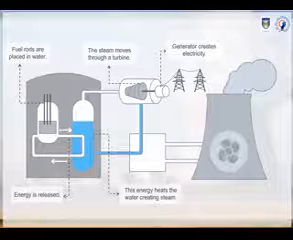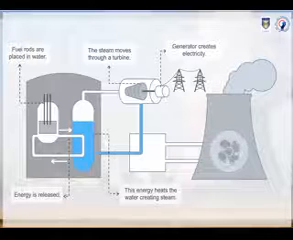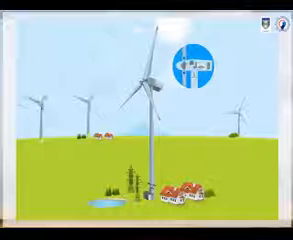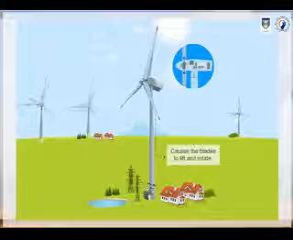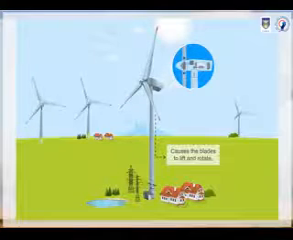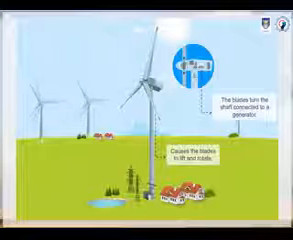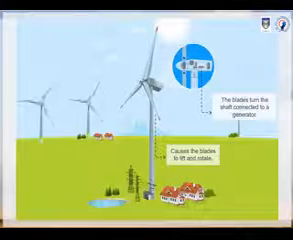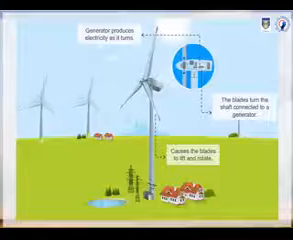Let us next look at a wind power plant. As the wind blows over the blades of a wind turbine, it causes the blades to lift and rotate. The rotating blades turn the shaft that is connected to a generator. The generator produces electricity as it turns.